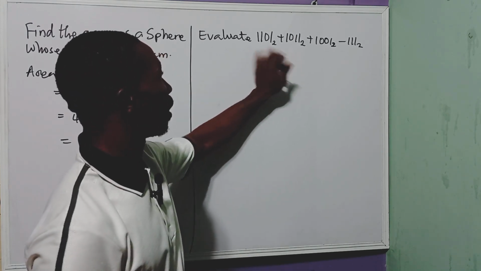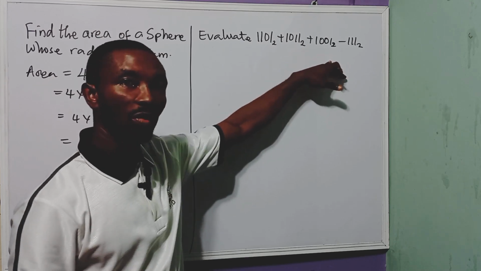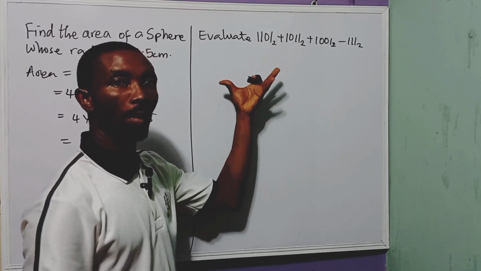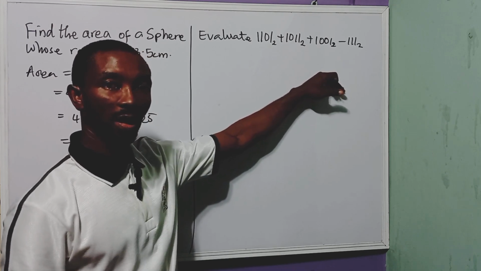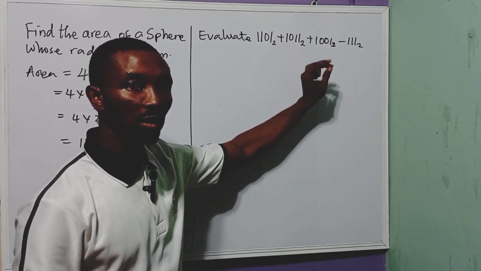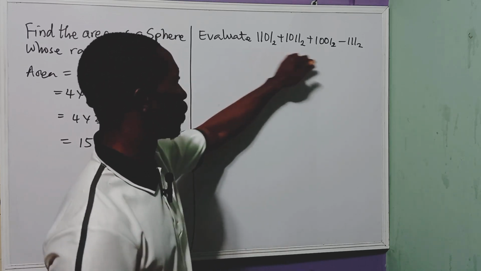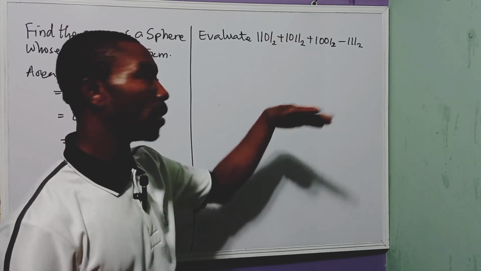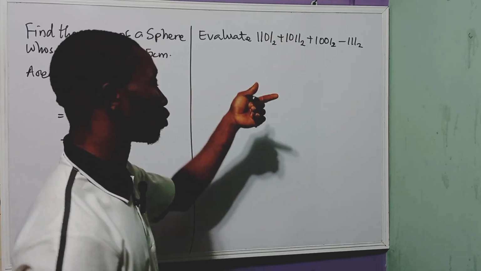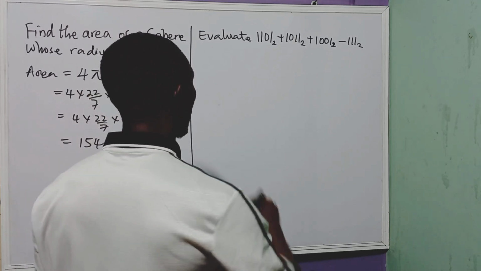We can either go direct by adding this, or we go by converting this to base 10, add up and subtract, then we convert our answer back to base 2. We are going to convert each and every one of these to base 10, add, subtract, and convert back to base 2.